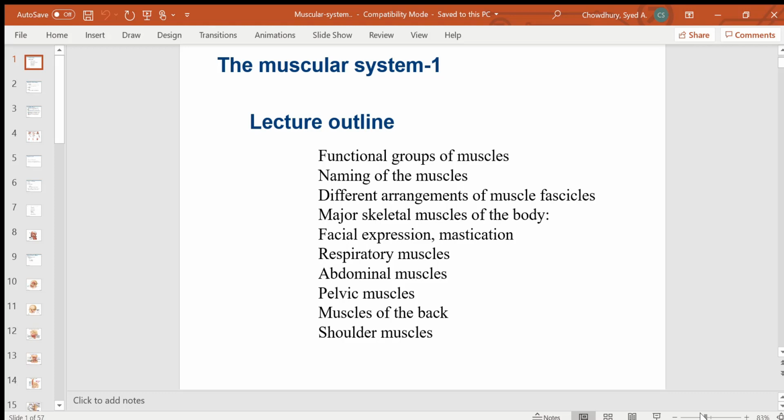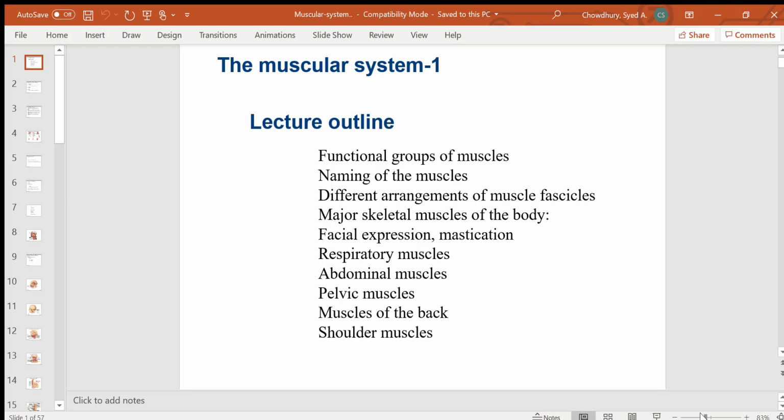First we'll talk about the functional groups of the skeletal muscles. Then we'll talk about how we name the skeletal muscles of the body. Then we'll talk about the direction or arrangement of the muscle fibers or fascicles inside the skeletal muscles. Then we'll see the major skeletal muscles in different parts of your body. Then we'll talk about the muscles of facial expression and muscles of mastication. Those are the muscles present in the face.